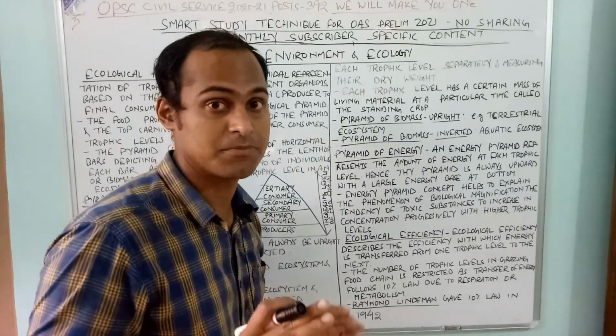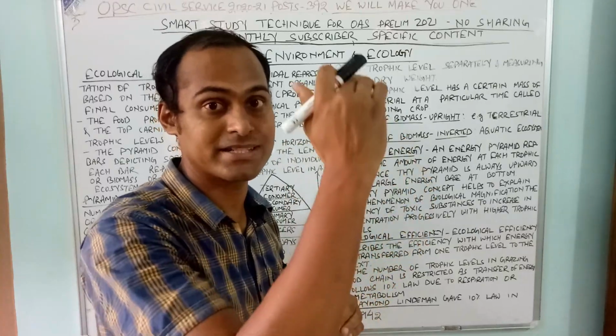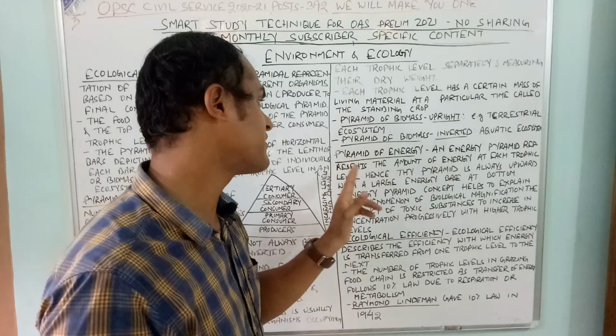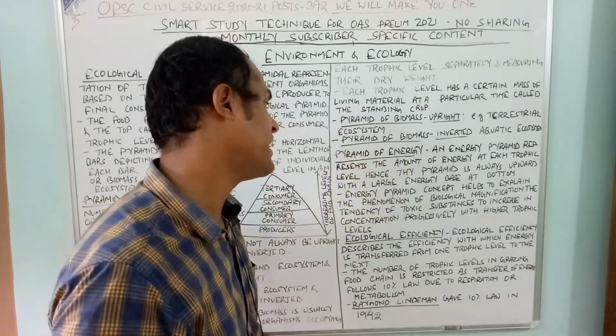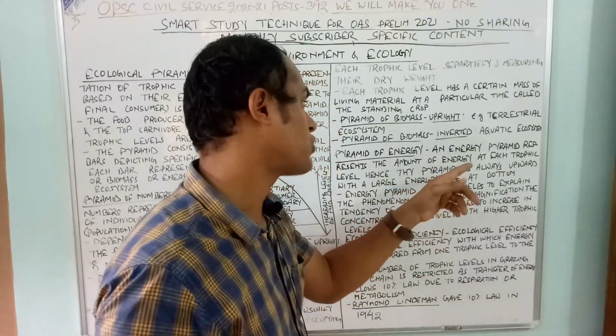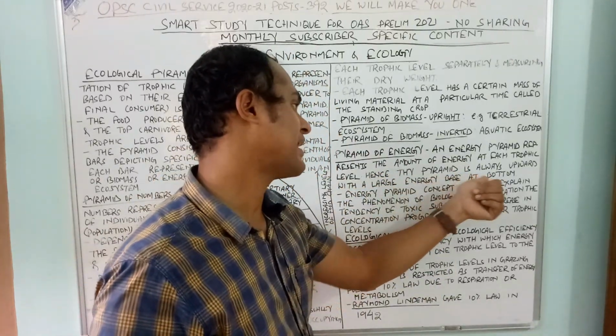Then pyramid of energy will always be upright, because every time there is an increase in trophic level, there is a 10% reduction in energy. An energy pyramid represents the amount of energy at each trophic level. Hence, the pyramid is always upright with a large energy base at the bottom.